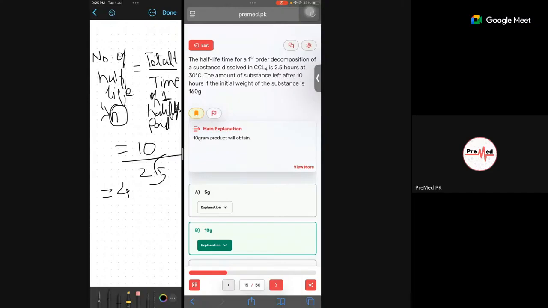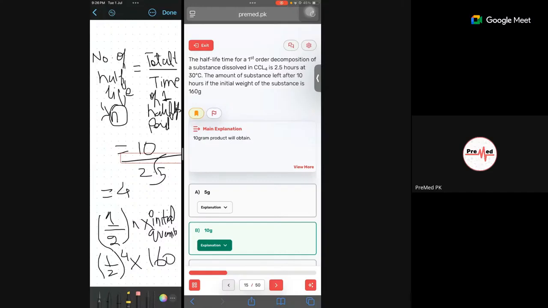So for that, we will put it into the formula, which was 1 over 2 to the power n, multiplied by the initial quantity. So the value of n is actually 4. And we also have that the initial weight was 160 gram. So if I just rub some of it from this side.